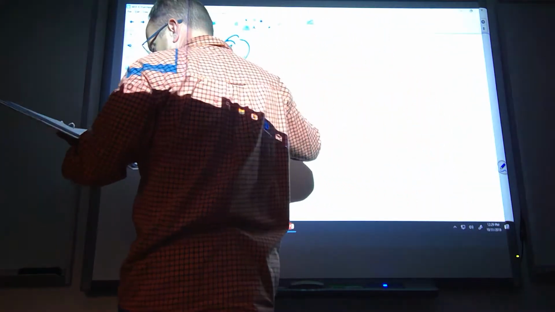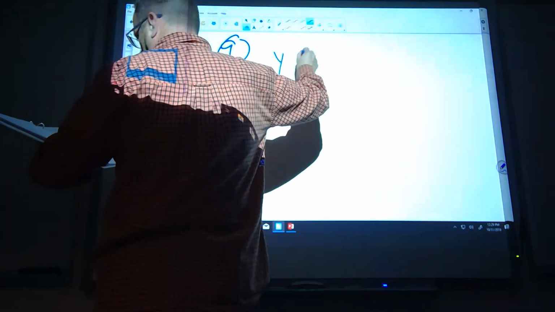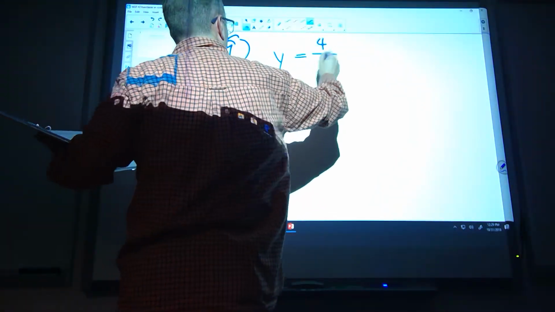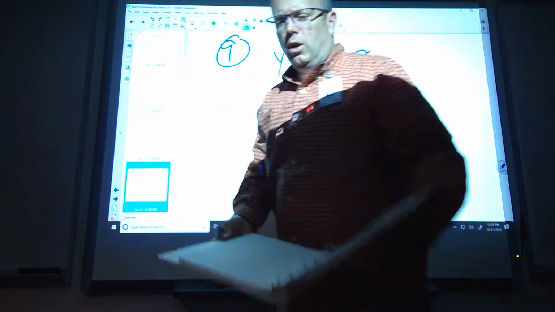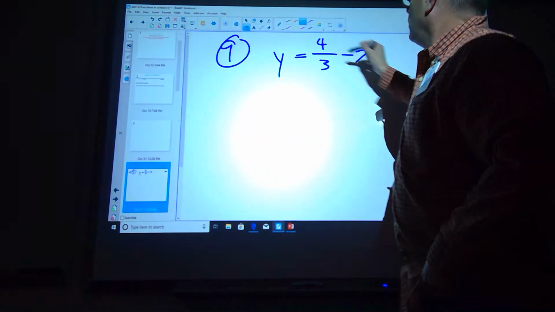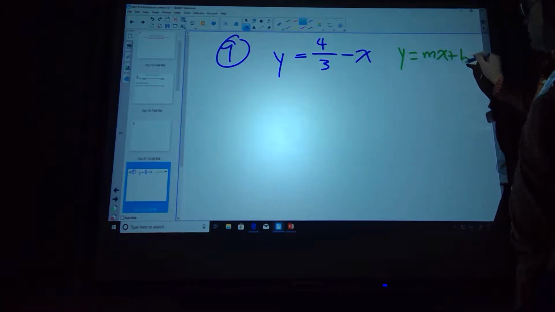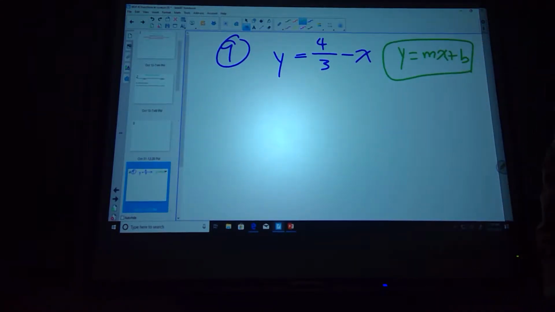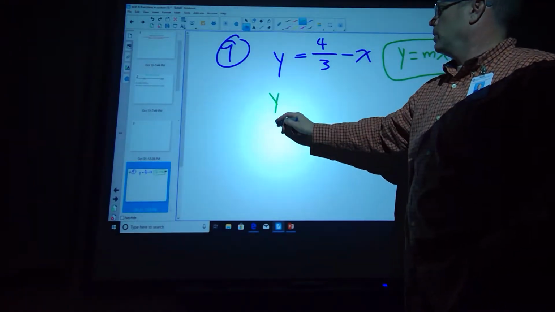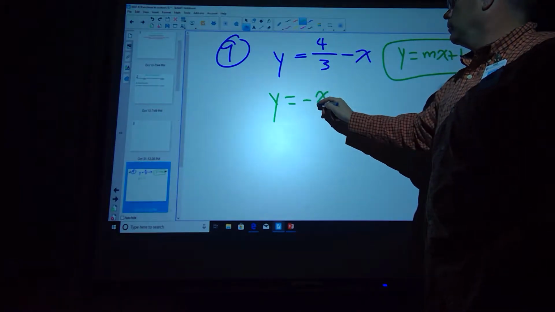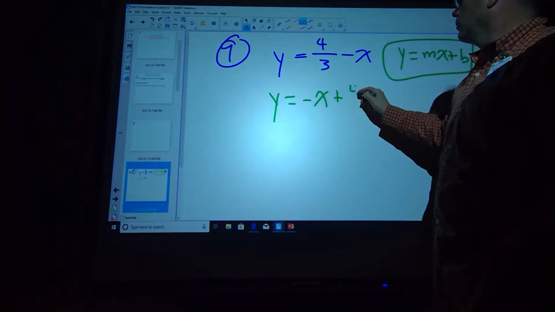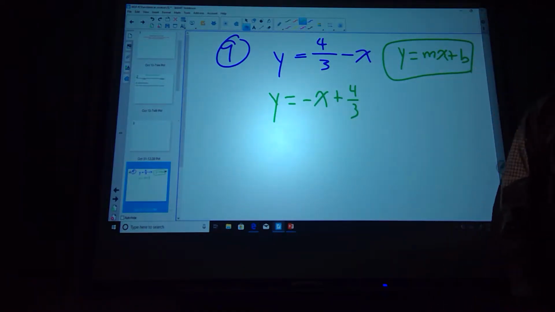All right, number 9. We got y is equal to 4/3 minus x. So remember, we want this to look like this. It looks like the x and the fraction are backwards, so let's rewrite it to be this. I just flip-flopped it.